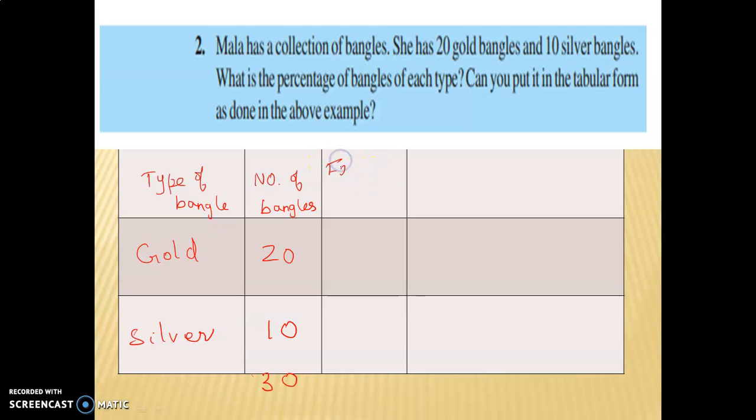I am not going to do this. You will do it in your classwork. And this is not homework. You are doing along with me as you are watching this video. Okay. How will you write these fractions? 20 by 30. Now, how will you find the percentage?